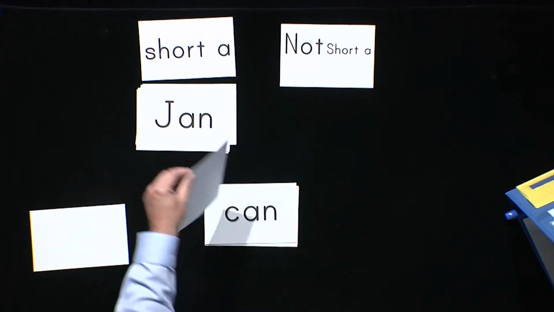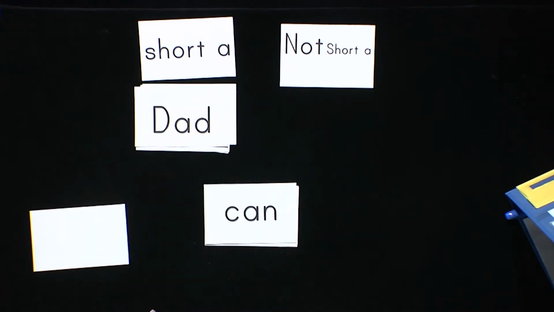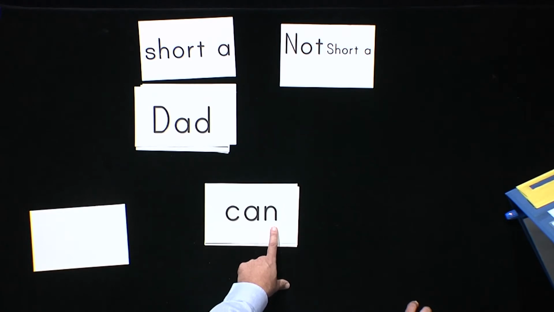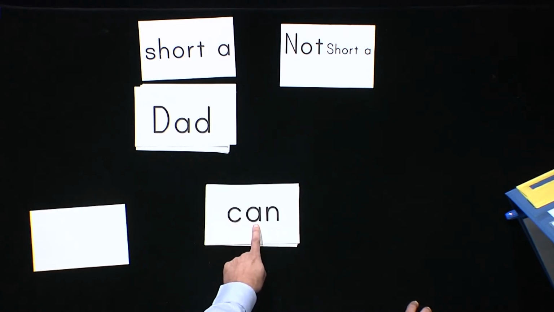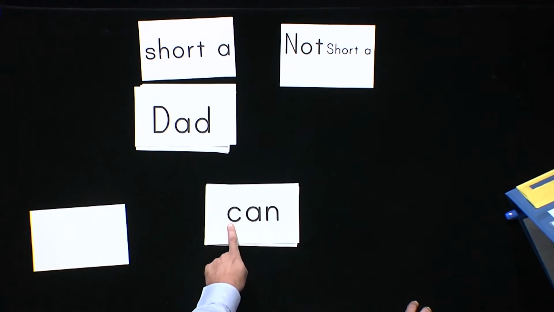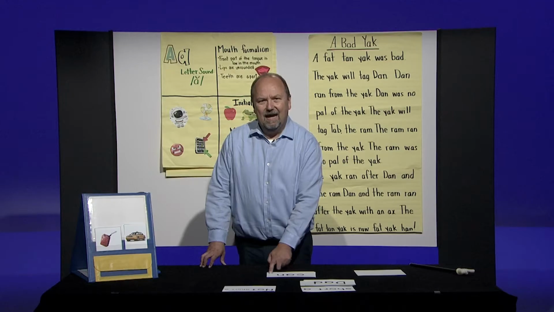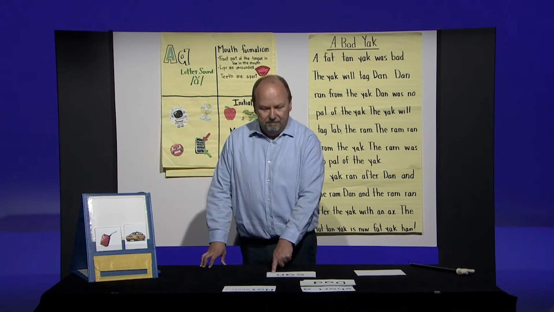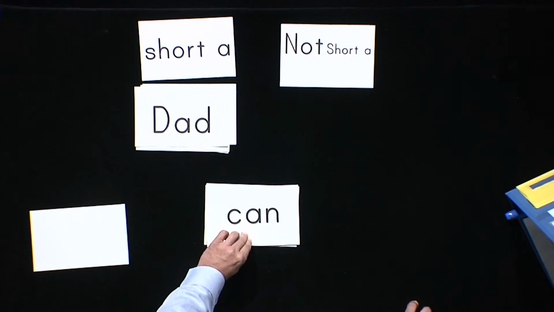Look at our next word. Do you see the vowel? Is it an A? Is it between two consonants? So what's the word? Did I hear you say can? Can. This word is can. Very, very good job reading.